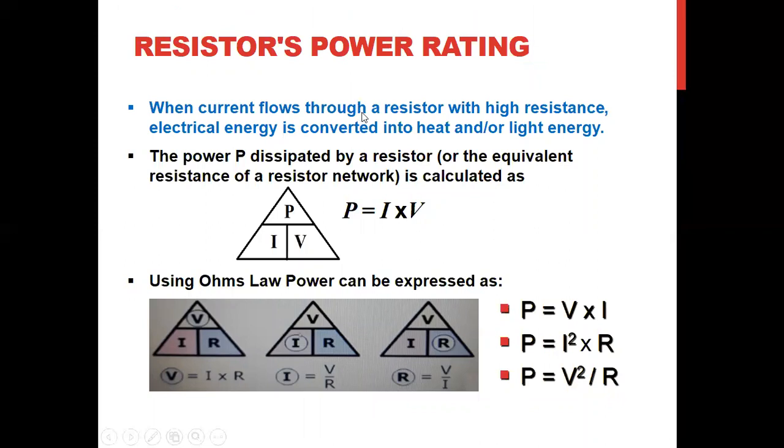Now the power rating, or the relationship between power, voltage and current flowing through the circuit or through the resistor. So when current flows through a resistor and the resistivity value is very high, electric energy is converted into heat and sometimes light also. Okay, means it does work.